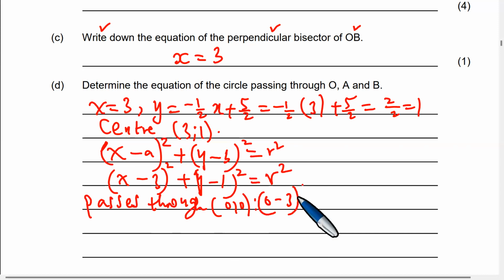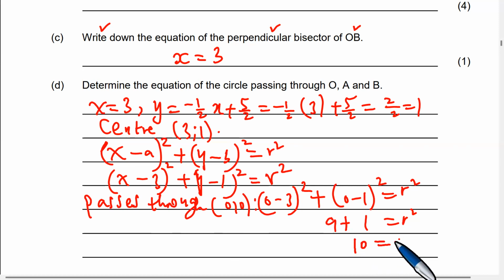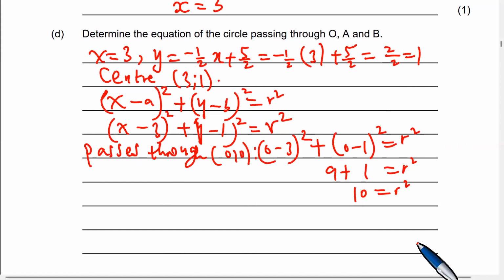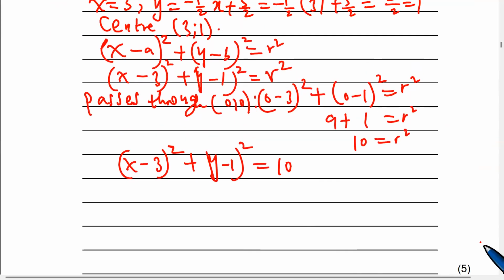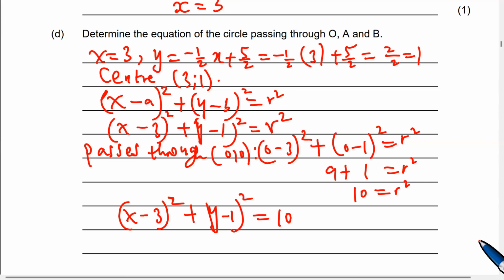So you have that one squared plus 0 minus 1 squared equals r squared, which means r squared equals 1 plus 9. And therefore now, you have this one squared, you have that one squared equals, what is r squared? It's 10. So in the place of r squared, you put 10. So we have that one. This is the equation of the circle they wanted for a beautiful 5 marks. So just pay particular attention to this here.